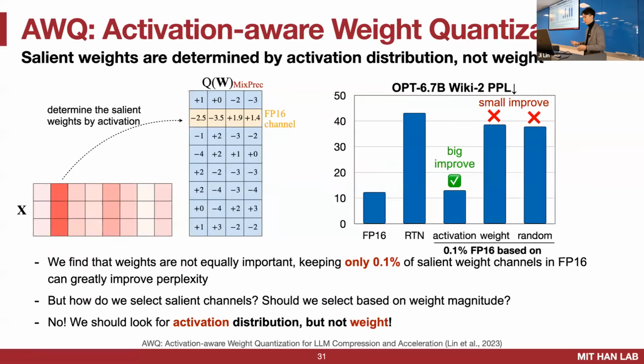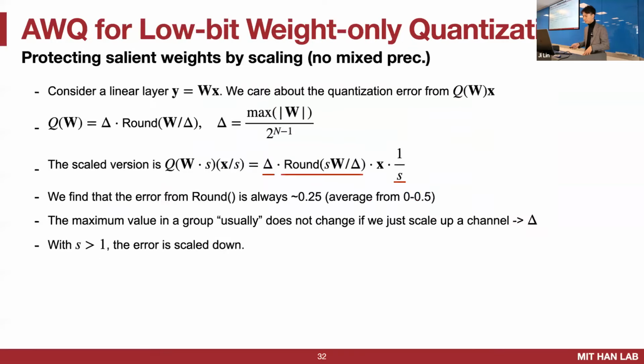But this is all good. The problem is that we're still stuck at a mixed-precision solution, even though the overall number of bits is not that large because it's only 0.1%. But this kind of mixed-precision workload is very bad for system implementation or speedup. We are basically getting only 25% speedup if we fall into this kind of mixed-precision paradigm. So the question is, how can we protect these salient channels without introducing mixed precision?